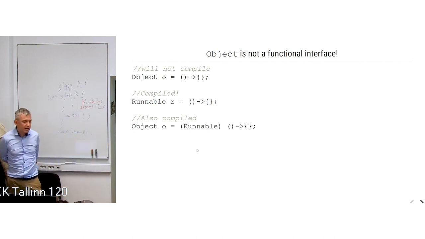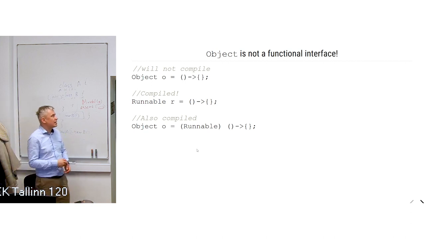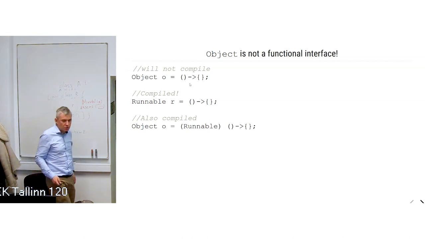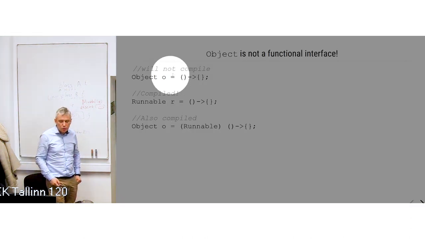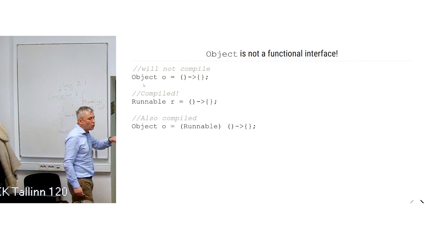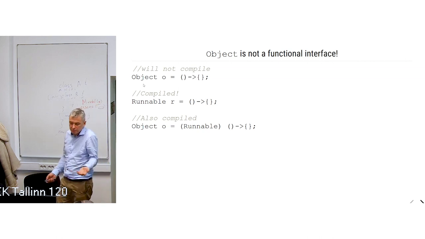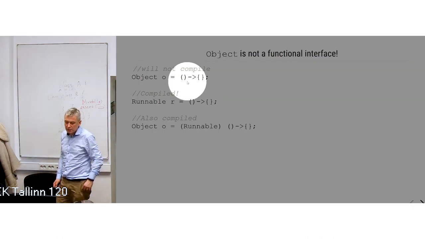It's no longer valid with lambdas, because Object is not a functional interface, so you cannot assign an empty lambda to it. This will not compile. It might be an Object, but this assignment works only if there is a functional interface on the left, so that the compiler will know which method to run if we want to invoke this lambda. Otherwise, it has no idea, and this will not compile.